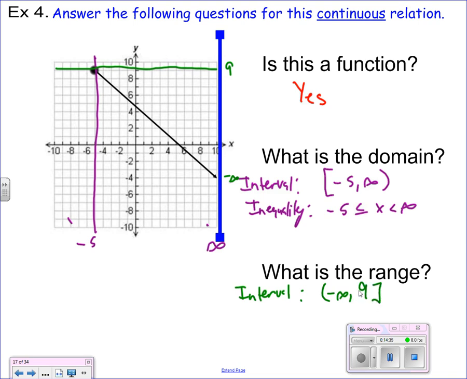For inequality, you would say negative infinity is less than y, since we're dealing with range, is less than or equal to 9. And again, I want you to try set on your own. Usually, I'll tell you what notation to write. If I don't tell you what notation to use, the choice is yours. So this concludes our notes for this lesson.